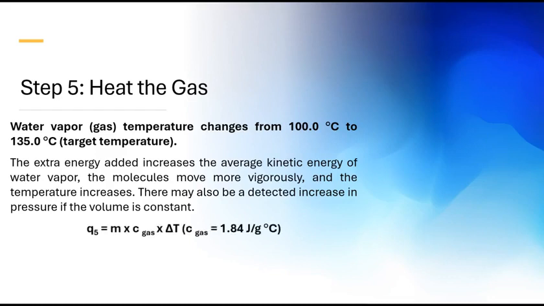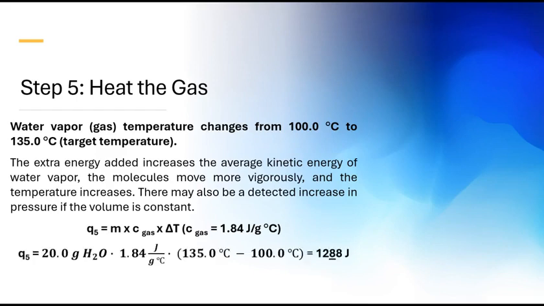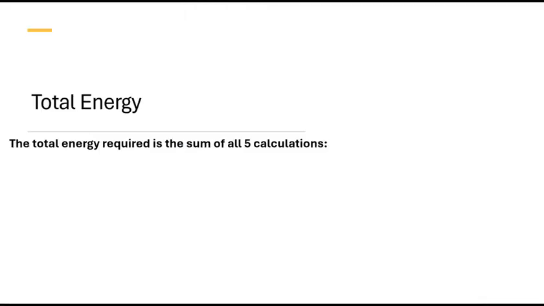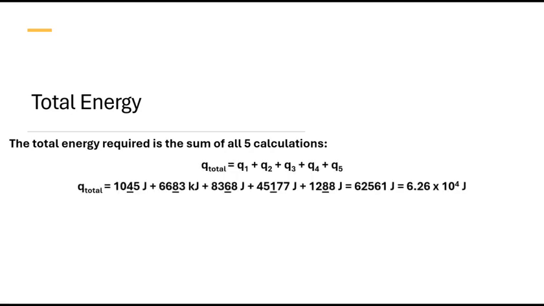But for Q5, we're going to take the mass of the water, the specific heat capacity of the gas, and then the change in temperature of the gas to determine the heat needed. So Q5 is equal to 20.0 grams of water times 1.84 joules per gram degree Celsius times the temperature change of the gas. We will end up with 1,288 joules of energy required to reach our target temperature. The total energy required is the sum of all of the Q's, in this case 5 calculations. Q total then is 6.26 times 10 to the 4th joules.